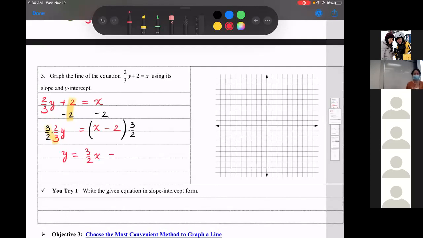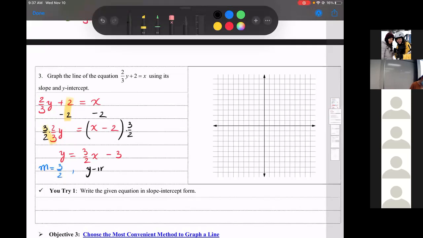Minus what? What is 3/2 times -2? -3. Yeah, you're right on. Okay, from here, what can you tell about the slope? The slope is a fraction, the 3/2. And then the y-intercept? (0, -3). Very good, (0, -3), because b is -3.